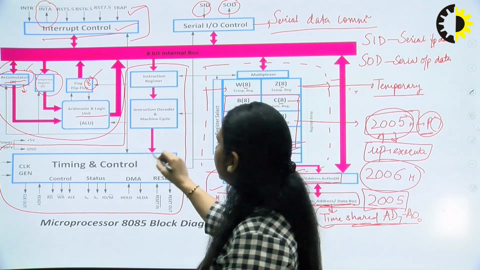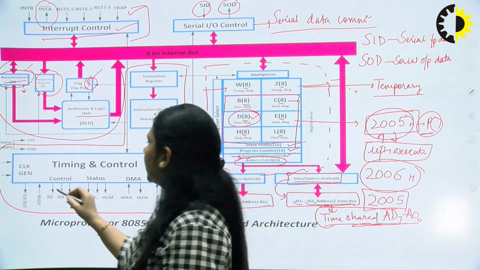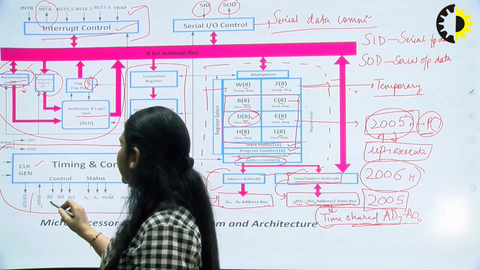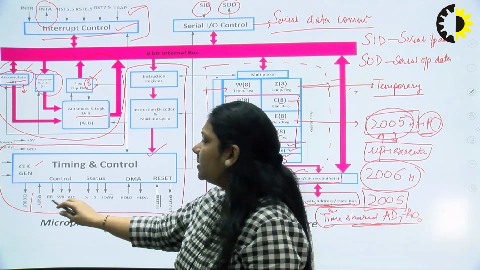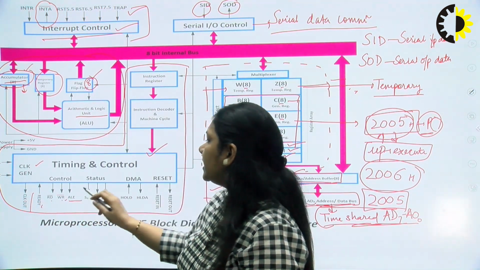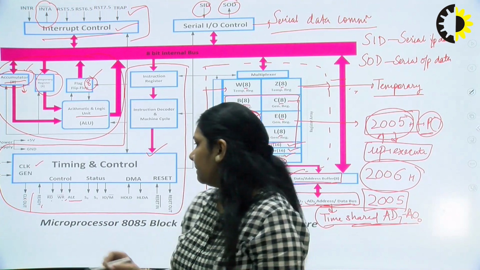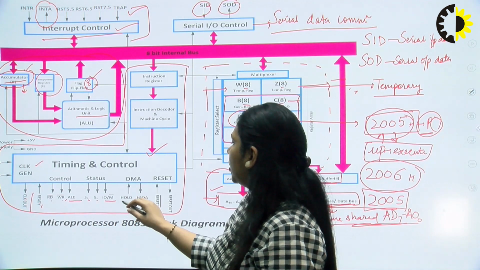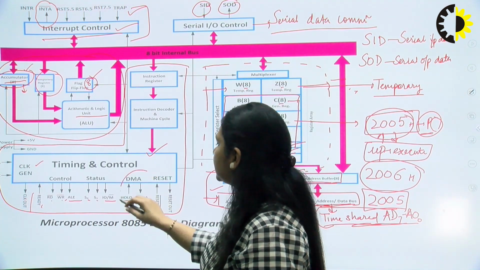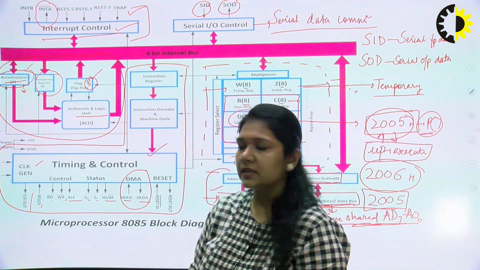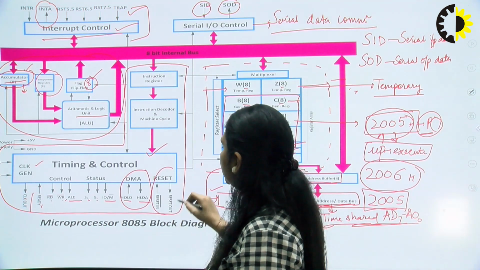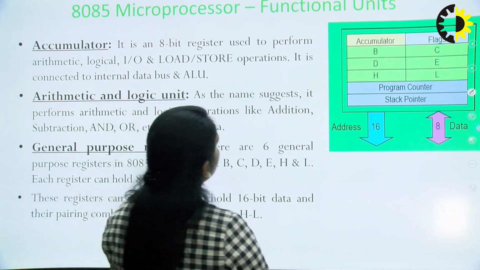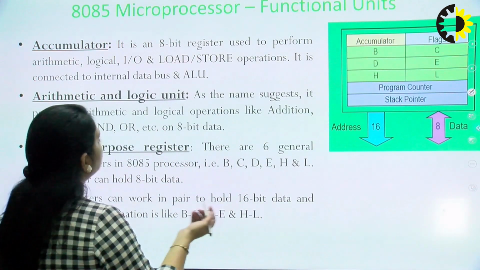So this is timing and control. In timing control, we have the clock generation signal, clock out, ready pin, read bar, write bar. RD bar is read bar, and WR bar is write bar. ALE is address latch enable. S0, S1, these are status signals. IO/memory bar. HOLD and HLDA, these are DMA signals. DMA is direct memory access. And reset pins, we have two reset pins, reset in and reset out. So this is the functional diagram for the microprocessor.